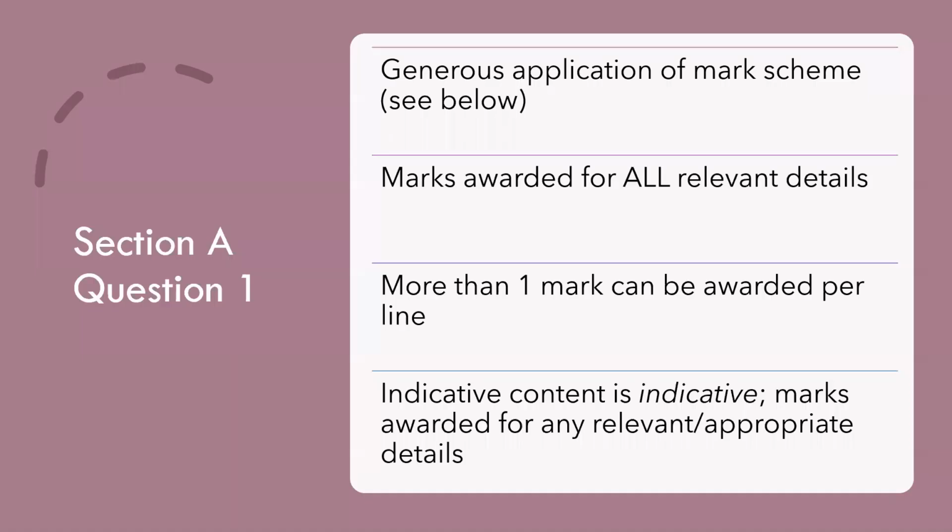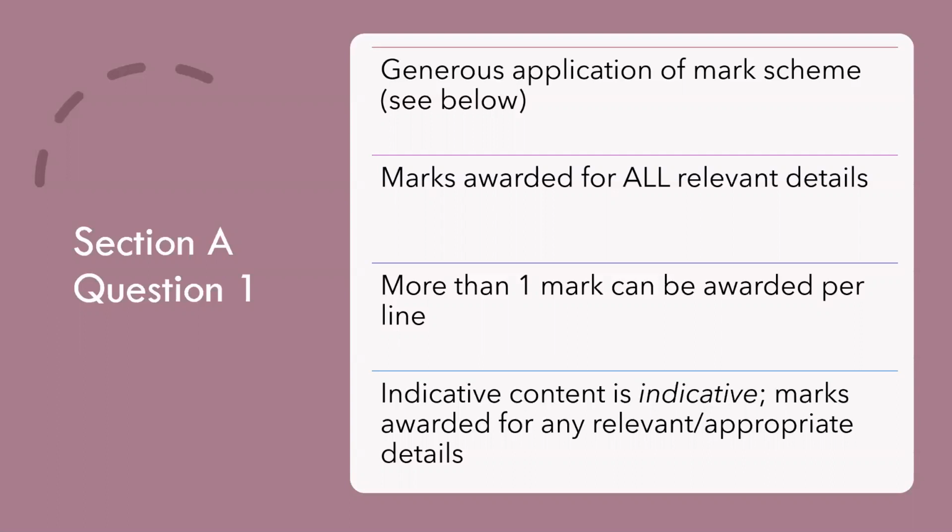So to start with, we're going to focus on question 1 of section A, the easiest question on the paper. And I'm just going to go through a few key points that as a teacher and an examiner we consider when we're marking this. So there's a generous application of the mark scheme. What that means is we are generous rather than cautious. So we're looking to always reward marks where we possibly can. Our job is not to try and punish you, but to try and give you marks for the work that you've done.